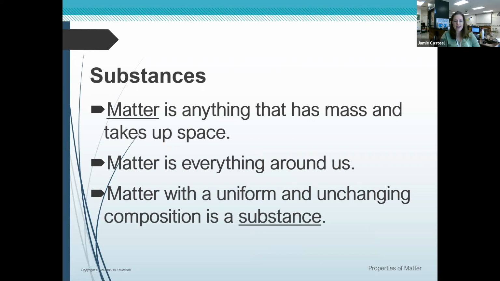Let me remind you that matter is anything that has mass and takes up space, and it's everything that we see around us. Matter with a uniform and unchanging composition is a substance. So something that no matter how much or how little that I have, anytime I zoom down to the molecular level, it's always going to be uniform, and there won't be any other little particles mixed in with it like a mixture. So a substance is the same throughout. It is literally the same molecules, or it's the same atoms rearranged in a certain order.